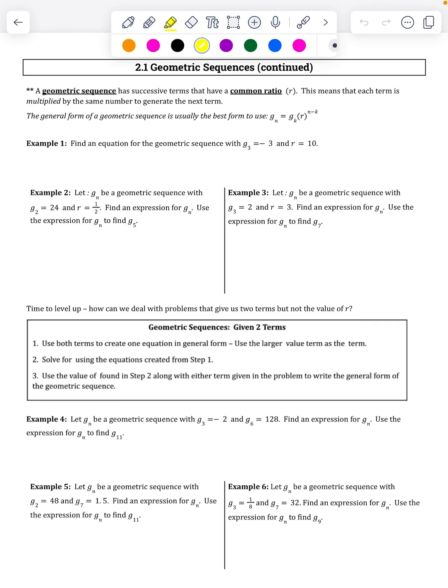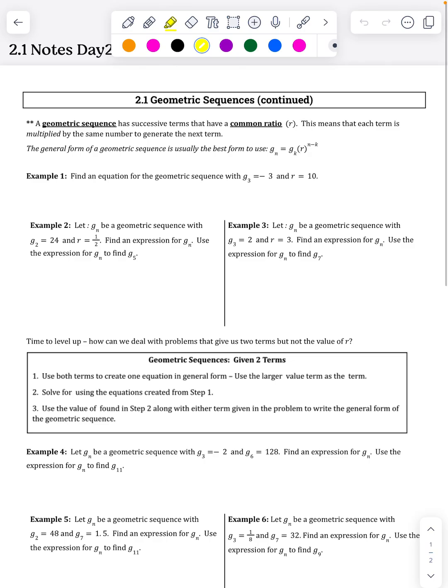Alrighty, friends, yesterday was so much fun with geometric sequences that we're just going to continue on and learn more.